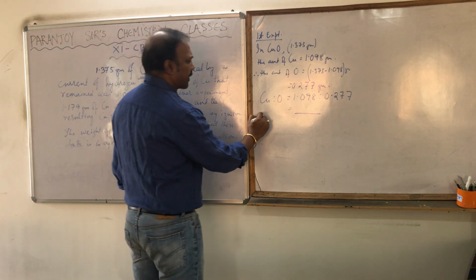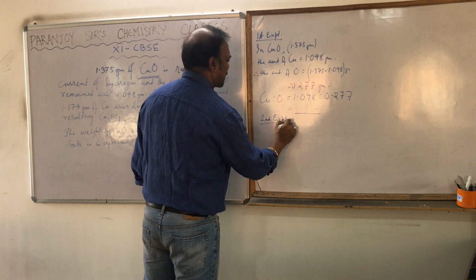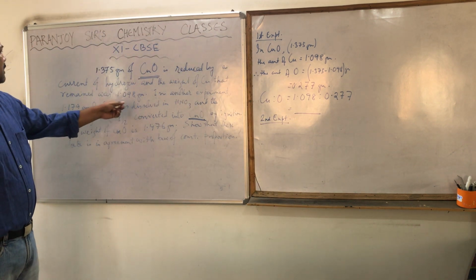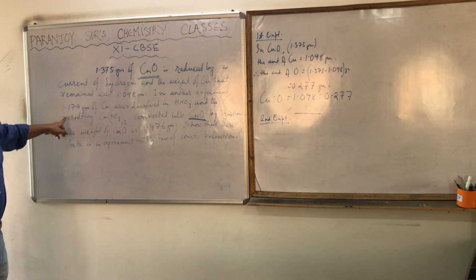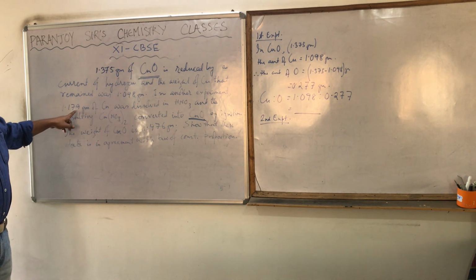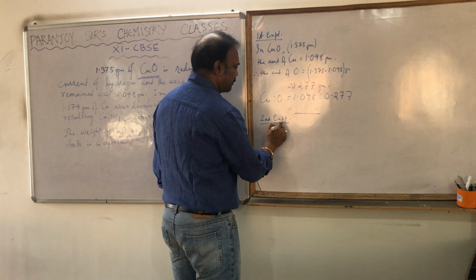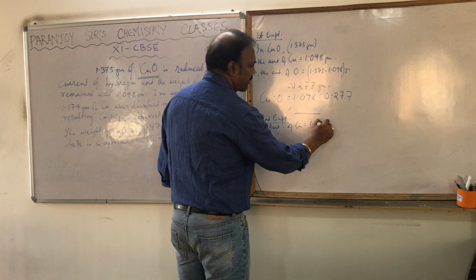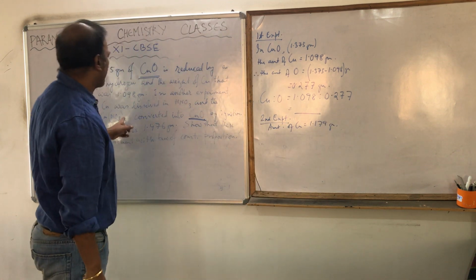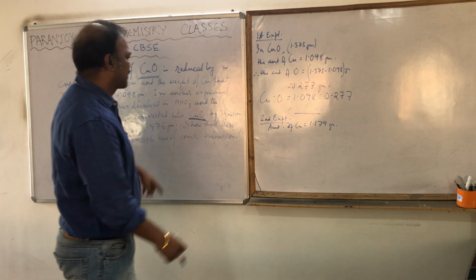Now in the second experiment, what did they say? That the copper oxide is formed. How much copper was taken to form the copper oxide? 1.179 gram. So the amount of copper is equal to 1.179 gram. And how much copper oxide is formed? Copper oxide formed is 1.476 gram.